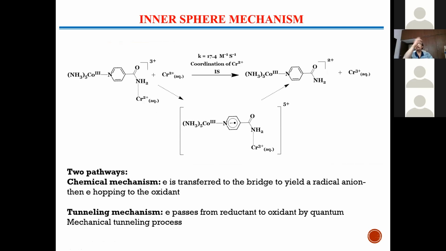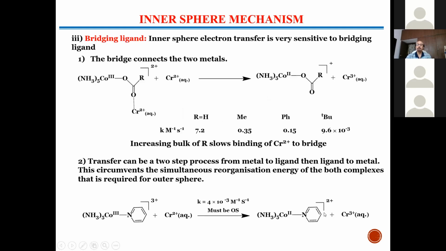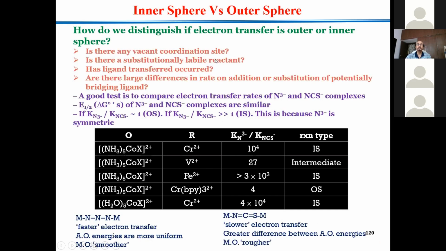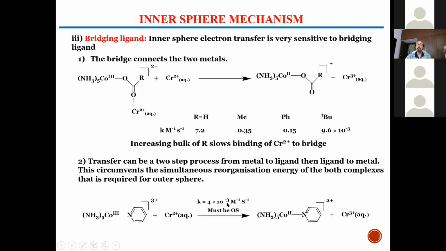Now, if you modify it a little, the same pyridine you have attached to an amide group over here, CnH2. And the same aqua product is again there, chromium 3, this one, chromium 2. So instead of this, an amide group is here. And look at the rate. Now it is 17.4. And in the previous case it is 10 to the power minus 3.